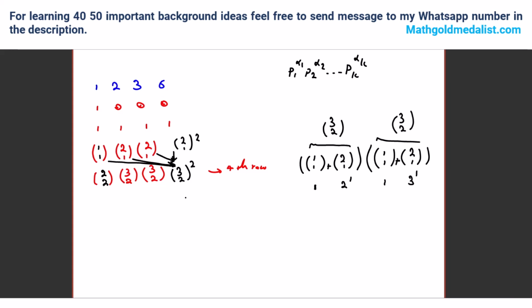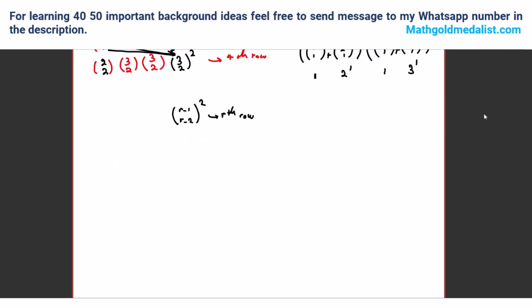So at first, for 6, for the rth row. For 6, it will be what? No, wait. R minus 1 choose R minus 2 squared, 2 squared, right? Okay, and now let's consider 2 to the alpha, 3 to the beta, okay?